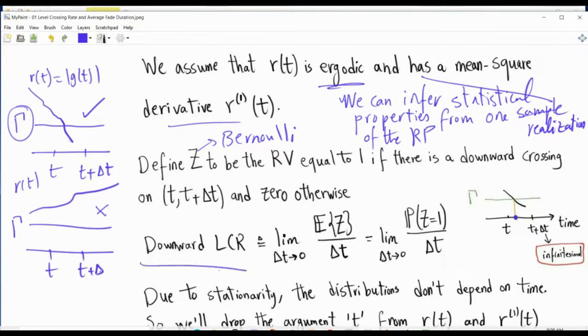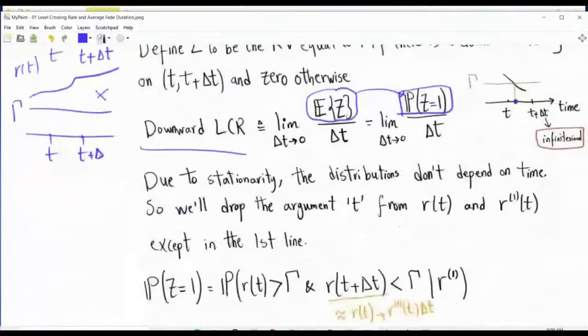So this is the official definition of the downward level crossing rate. So we have the expected value of z. Because z is Bernoulli, this is actually the probability that z is equal to 1. So it is the probability that you have a crossing, and you divide it by delta t, and take the limit as delta t goes to 0. How can we compute something like this?